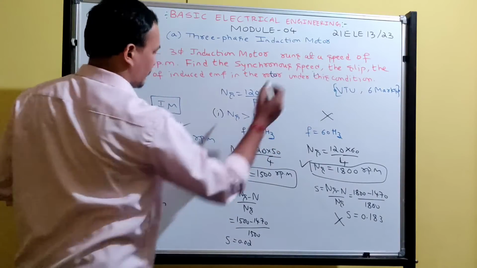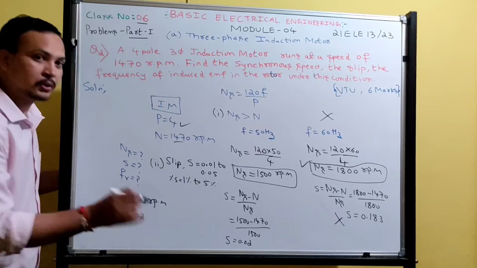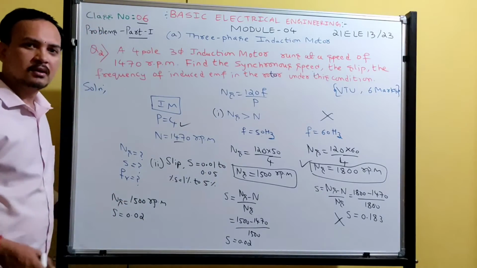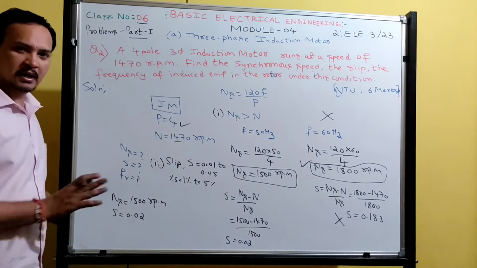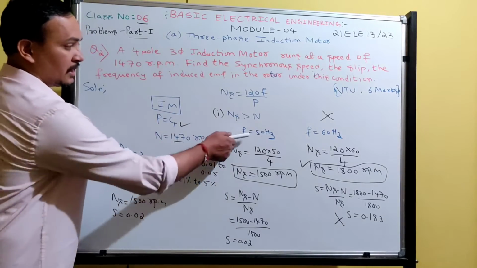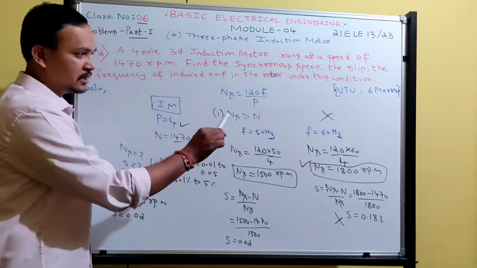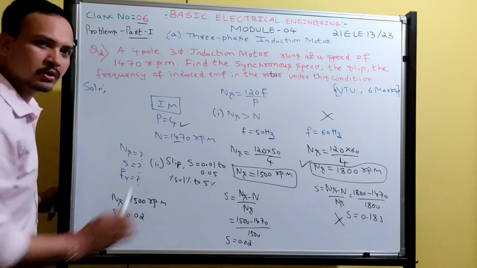Okay. Then slip. What is the slip answer? Slip answer is 0.02. Need not recalculate again because you checked the condition. Both conditions are valid. Slip condition and speed condition. Everything is valid. Okay. By taking what? f is equal to 50. At 60 hertz speed is valid, but slip is not satisfied. So you can rule that out.